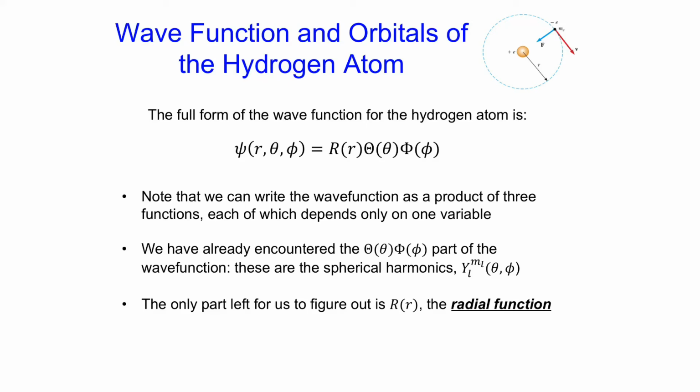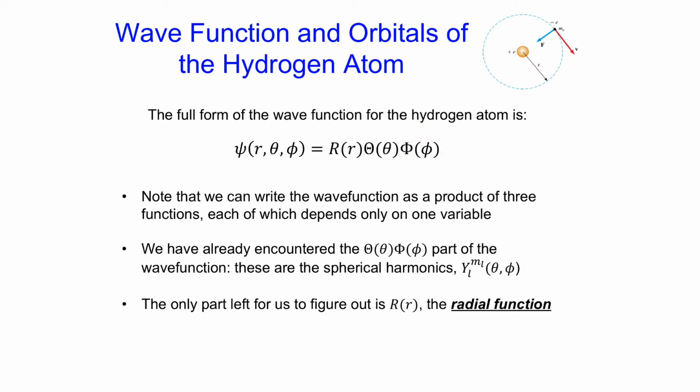Hi there. This video is going to walk through in more detail the hydrogen atom wave functions and orbitals. So we've already seen that the full form of the hydrogen atom wave function is given by this expression here, where we have essentially a product of three functions, each of which depends on only one variable. So we have a function of r only, a function of theta only, and a function of phi only.